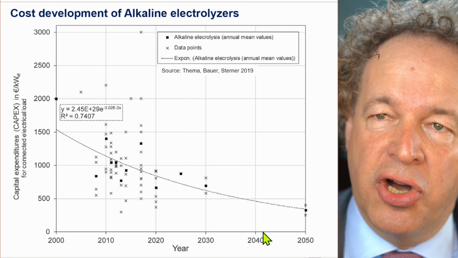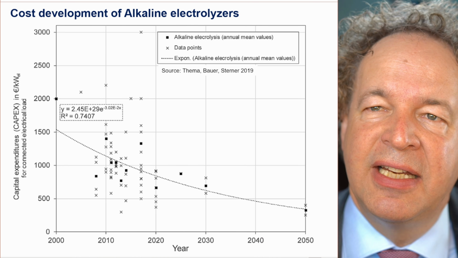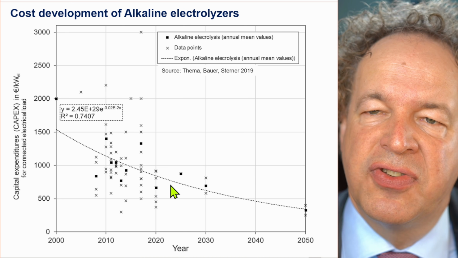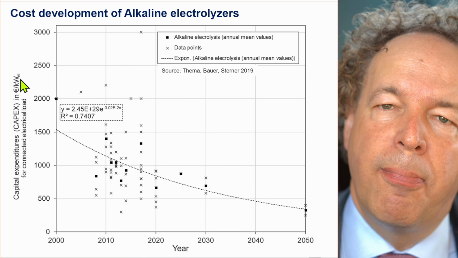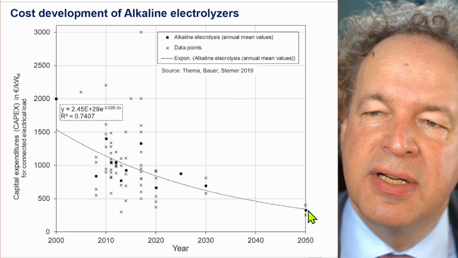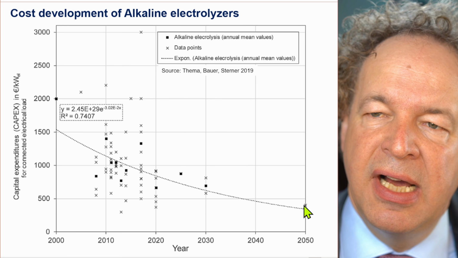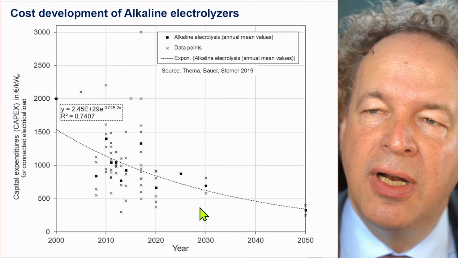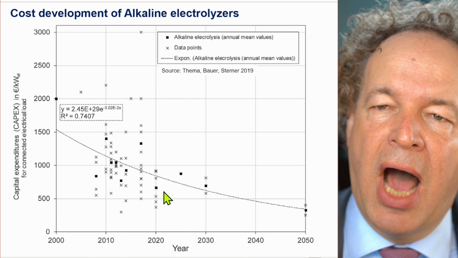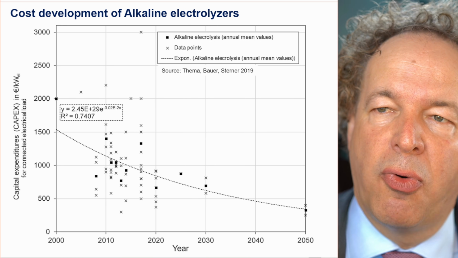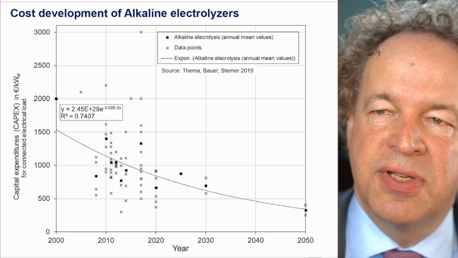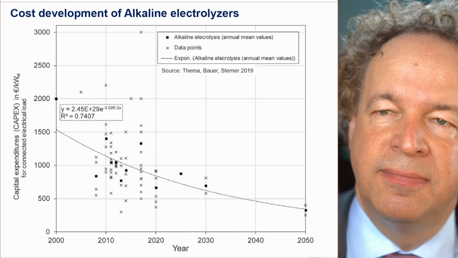Let's take a look at the cost development. First, the so-called alkaline electrolyzers. Nowadays it's in the vicinity of 750 euro per kilowatt electrical, and they are expected to go below 500, 350, 400 in 2050. Hopefully it will occur much earlier, because at the moment the hydrogen created by electrolyzers is much more expensive than the hydrogen generated via steam reformation of fossil fuels.